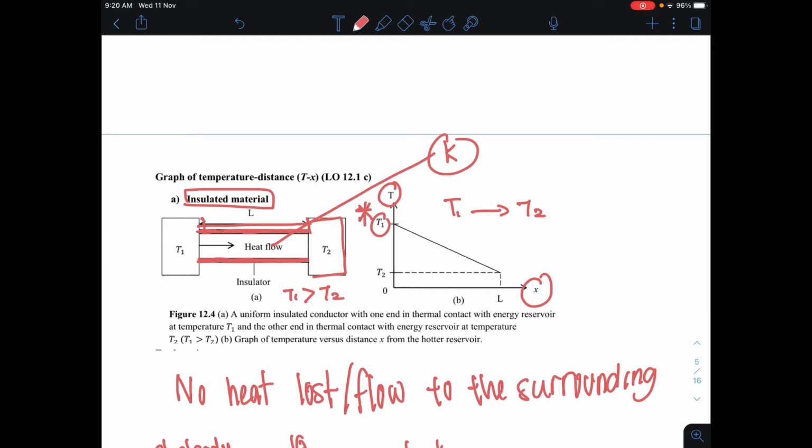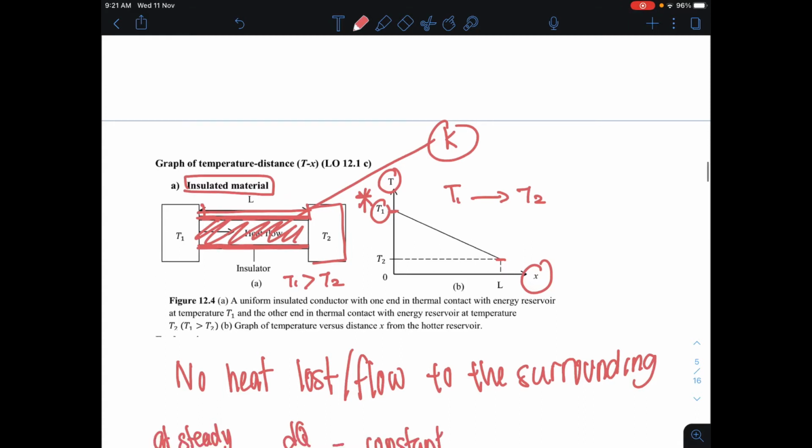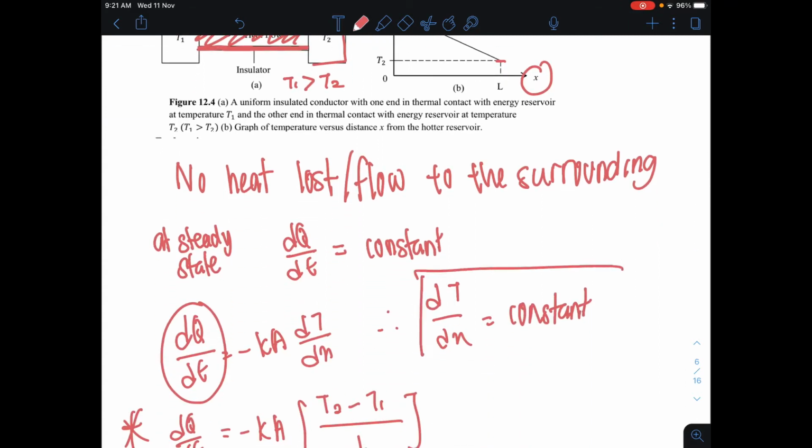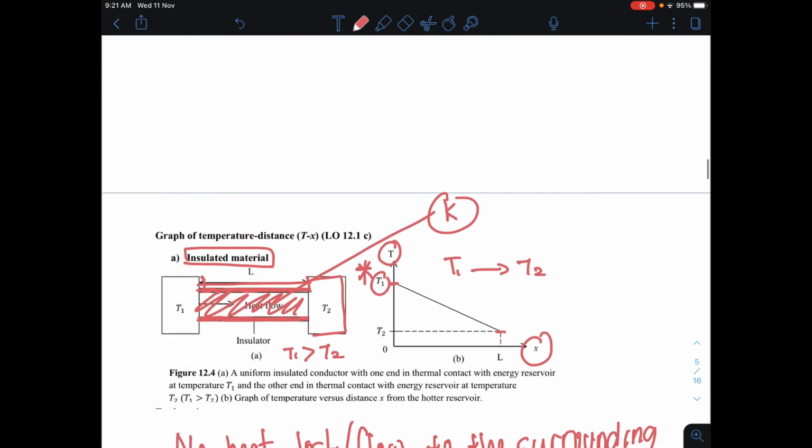So kita akan label lah T1. So you're going to start from T1 here, and then you are going to end at T2. Okay, sebab dekat hujung sini T2, dan sepanjang rod ini you are going to have difference in the temperature. The temperature is going to be in between T1 dan juga T2. Dan kita cakap tadi, dT over dx kita adalah constant.